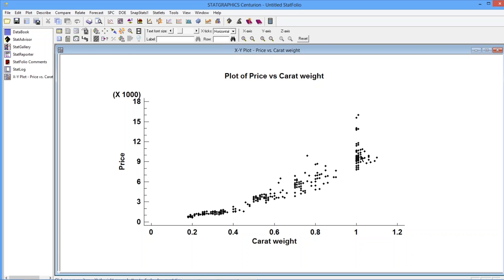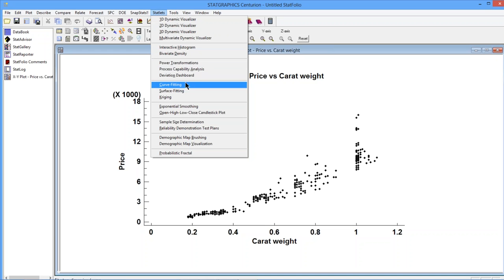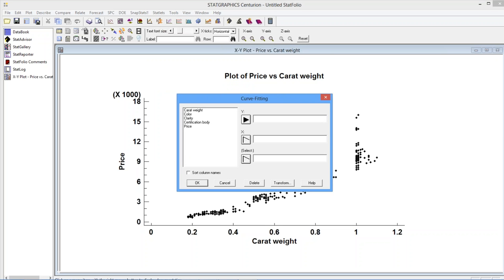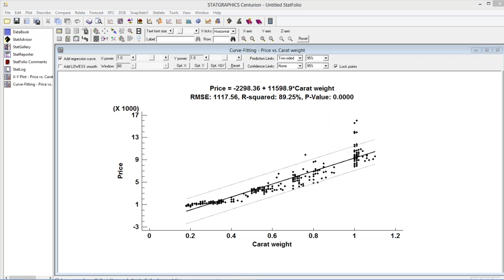Now, there's a very nice procedure in Statgraphics that you can use if you believe that some transformations of the variables might be necessary. And that is typically the best approach, particularly when you have heteroscedasticity present. To find a good transformation of the data, I'm going to go to the top menu to Statlets and pick our curve fitting Statlet. The Y variable will be price, the X variable will be carat weight, and when I press OK, it'll open up a Statlet window where by default it will fit a simple linear regression.